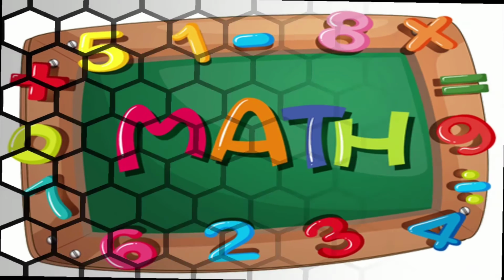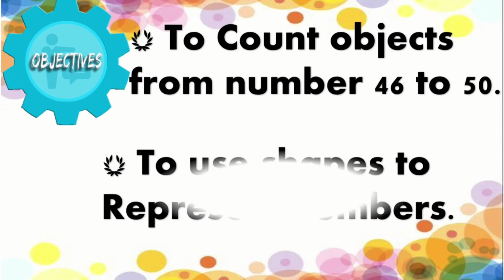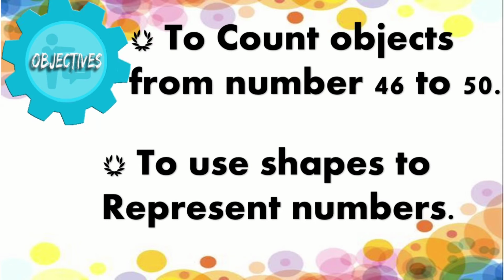Our next lesson will be mathematics. The objectives of today's lesson are to count objects from number 46 to 50 and also to use shapes to represent numbers. Now, before we proceed to our book, let's do a short revision.